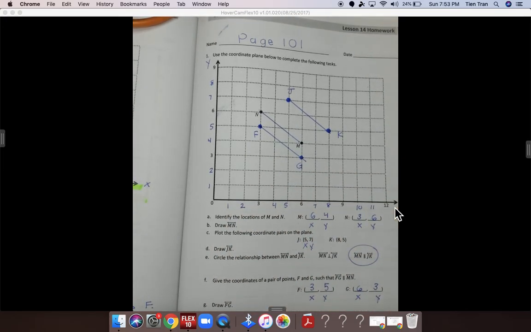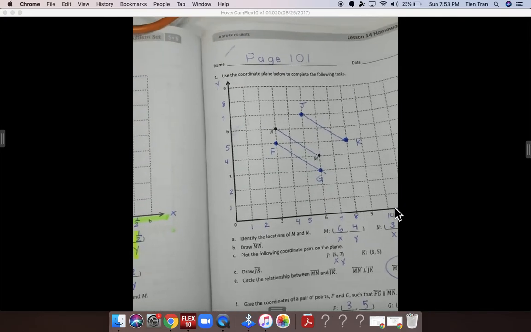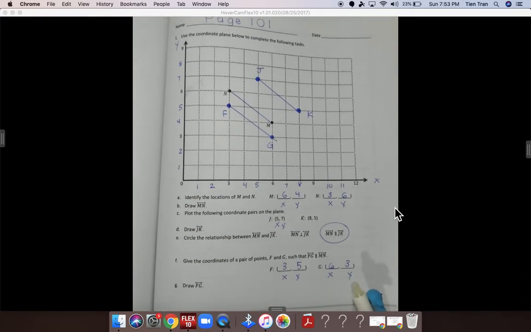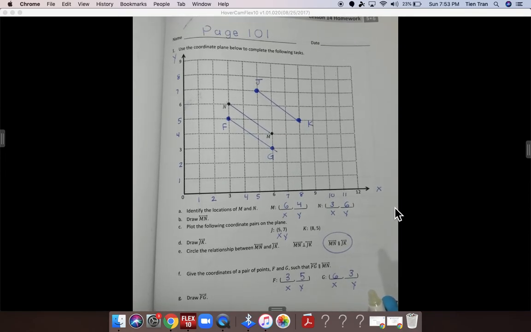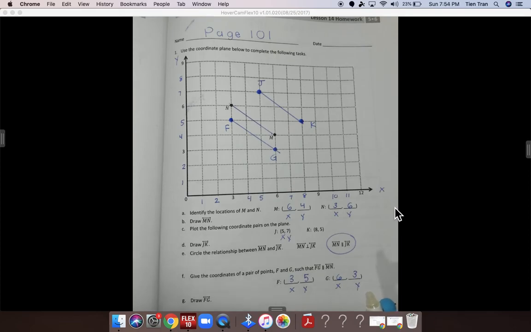Okay, so once you are done with this page, then we are going to be jumping to the exit ticket. You do not need to do the rest of the homework. I know there is 1 page left. You can cross it off. Page 102, but I do want you to make sure that you are completing this page. I will be checking your homework and your problem set in class. So please make sure that you're writing everything down that I have.